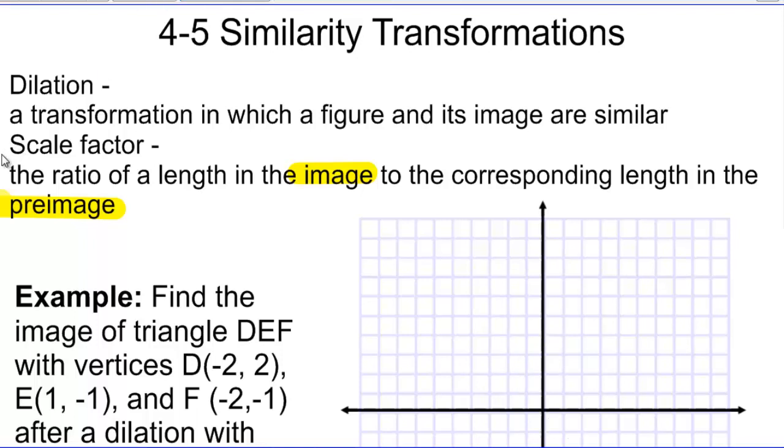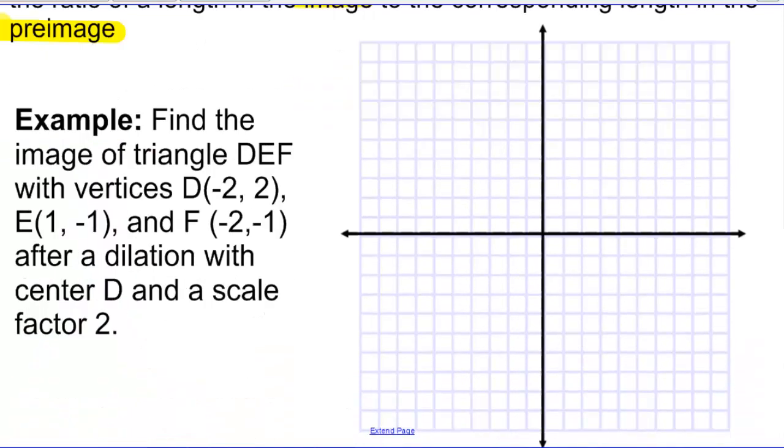So we're going to start with an example here. We want to find the image of the triangle DEF with vertices that are listed there after we have a dilation with center D and a scale factor of 2. So let's first start by graphing that triangle and seeing what that would look like. Because this problem tells us that D is the center of this dilation, that means that the image point for D is going to be in the same spot as the pre-image point. So D is going to be equal to D prime. That point right there is not going to change.